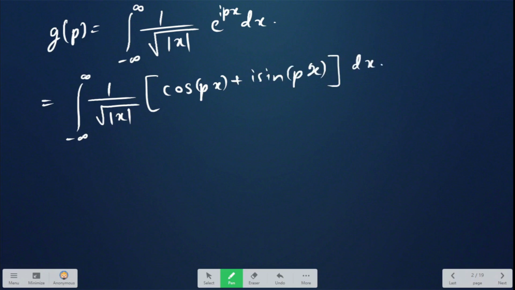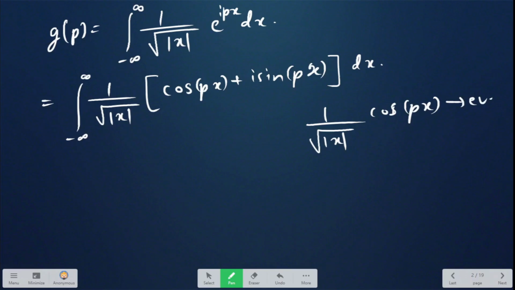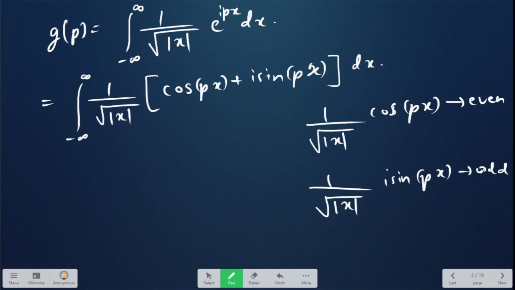dx. Now 1 by root of modulus of x is an even function, times cos px. Cos px is also an even function, so this function is even. This is an even function. Then 1 by root of modulus of x times i sin px. This i sin px is an odd function because sin is an odd function.